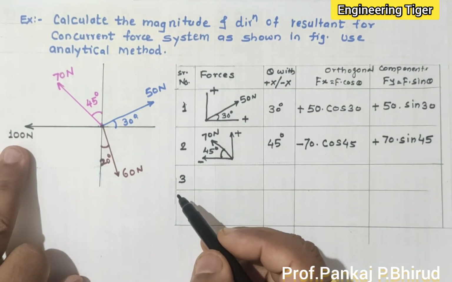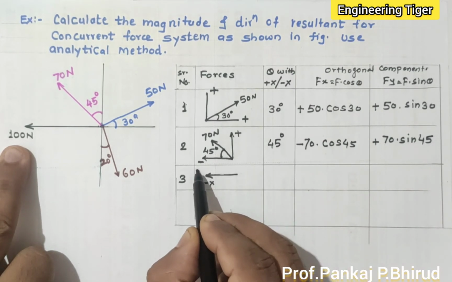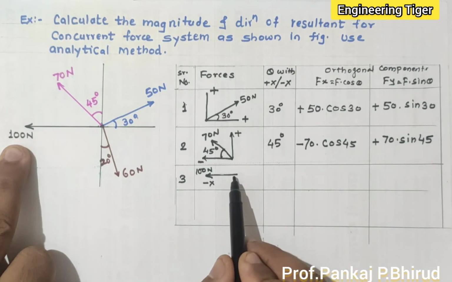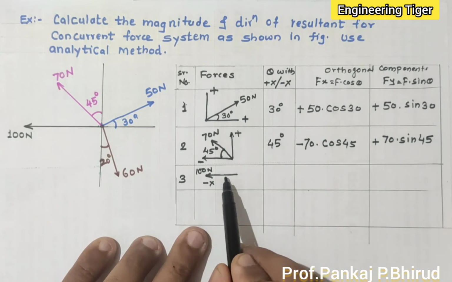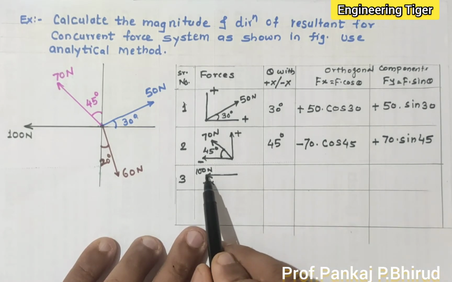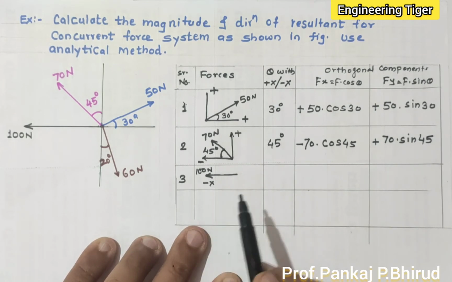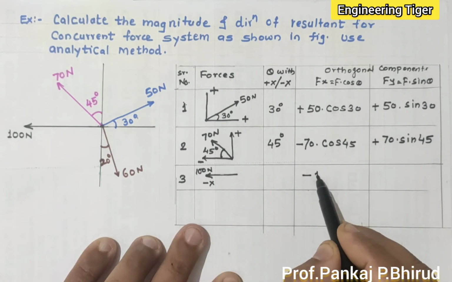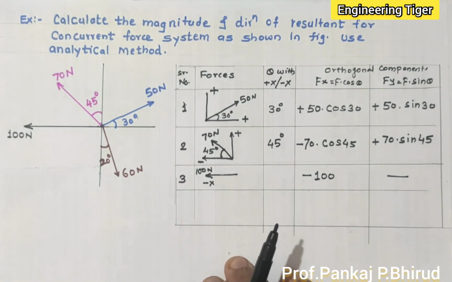along the negative x-axis, and its magnitude is 100 Newton. Now it makes angle 0, so it has only a horizontal component, no vertical component, because it is not inclined, it is only along the x-axis. So it has only an x component. So the x component is what? Negative 100 Newton. Okay, and the y component is missing or 0.